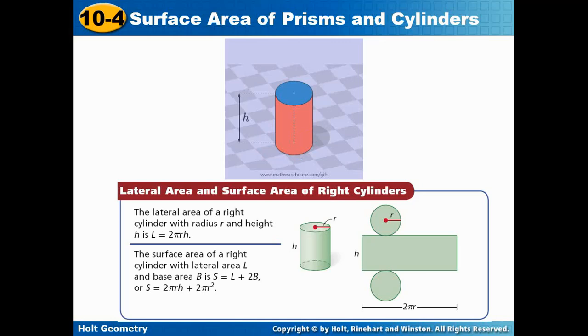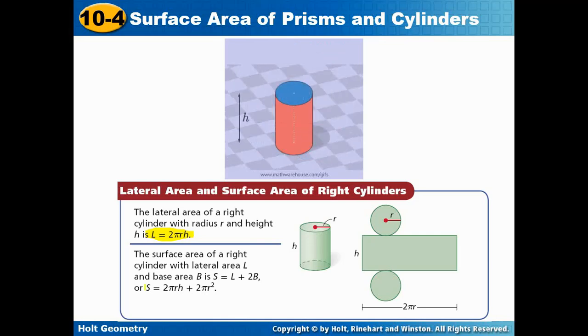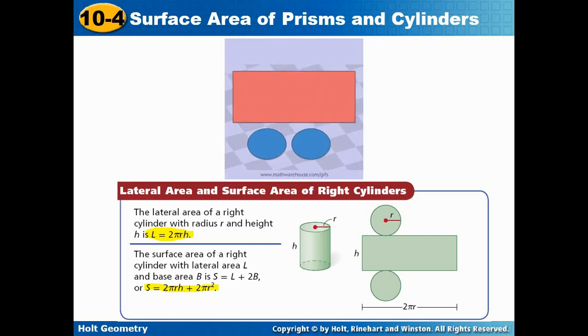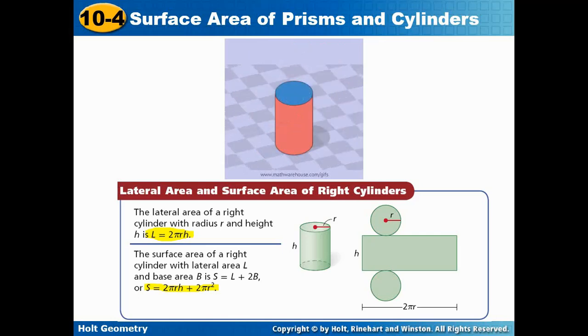So to find the lateral area, the shaded one here, the lateral area is 2 pi r times the height h. 2 pi r is the circumference of the base. And to find the whole surface area, we will apply this formula: the lateral area plus 2 pi r squared. Why 2 pi r squared? Because here we have two circles. The area of one circle is pi r squared. We have two parallel bases, so it will be 2 pi r squared.